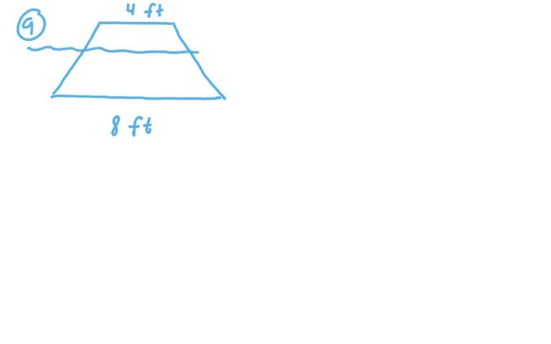Now, here we have a trapezoid that's partially submerged. And the width of the base at the bottom is 8 feet, and at the top is 4 feet, okay? And the surface of the water is, let's say, here. And so the distance from the surface of the water to the top of the trapezoid is 1 foot, right? And the distance from the surface of the water to the bottom of the trapezoid is 2 feet, like so.